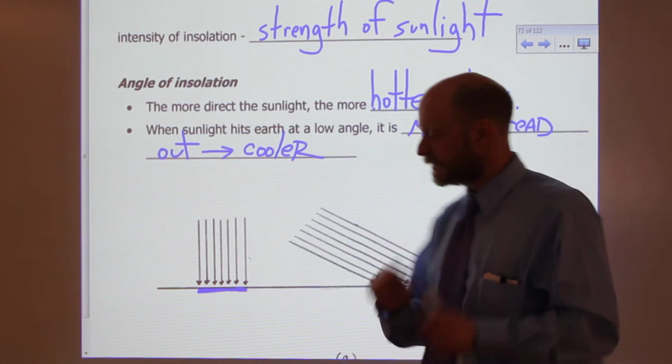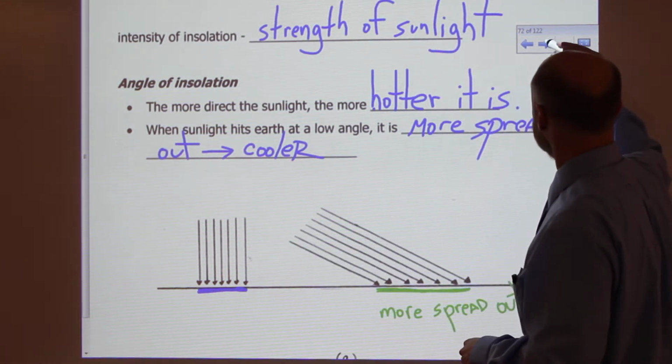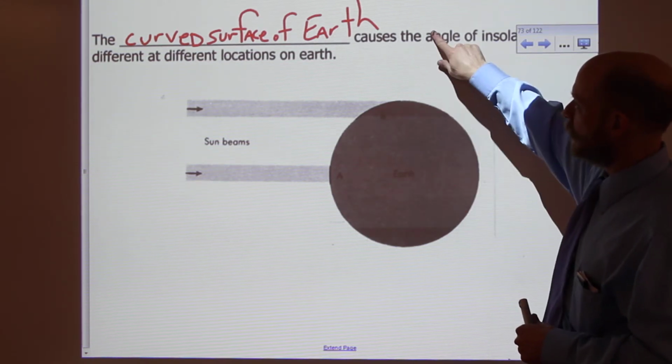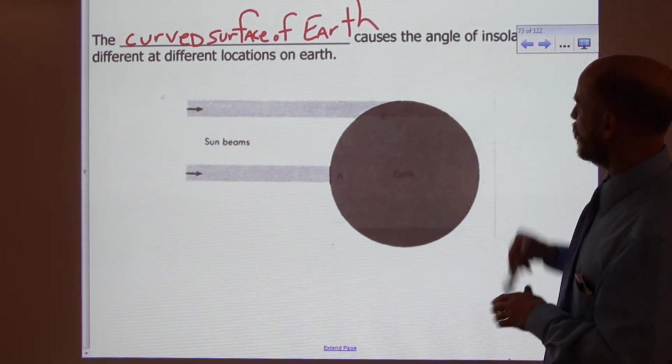That's what causes the seasons. Let's see how that happens based on the curved nature of Earth. The curved surface of Earth causes the angle of insolation to be different.